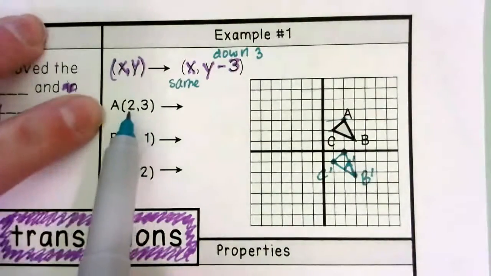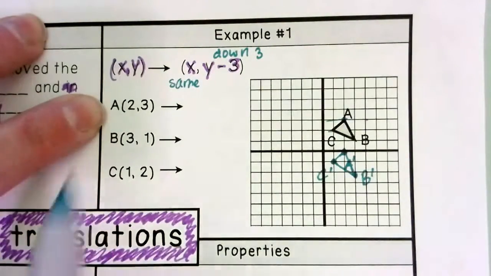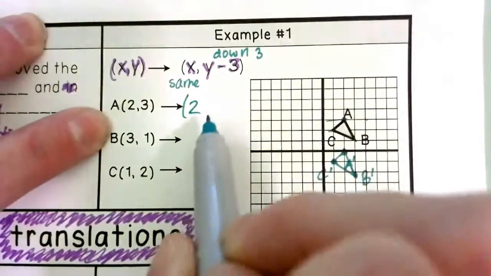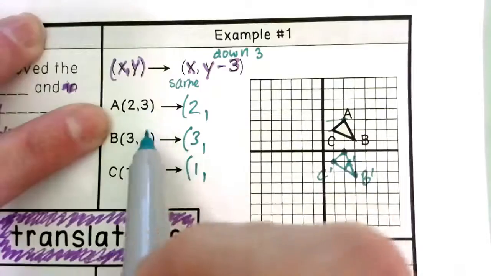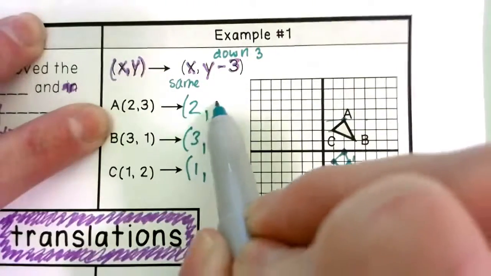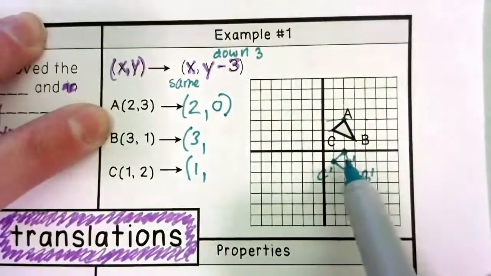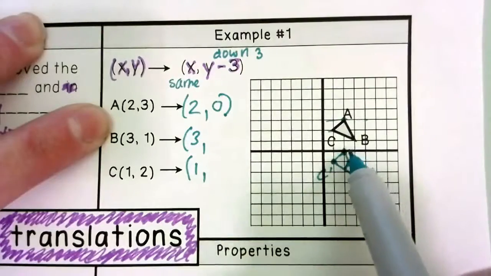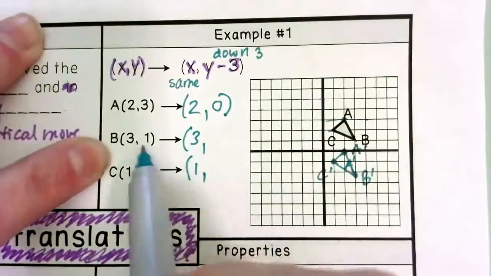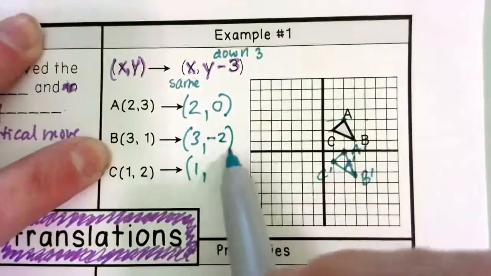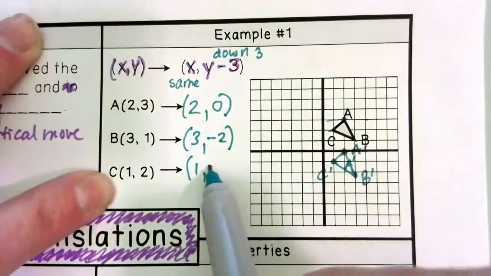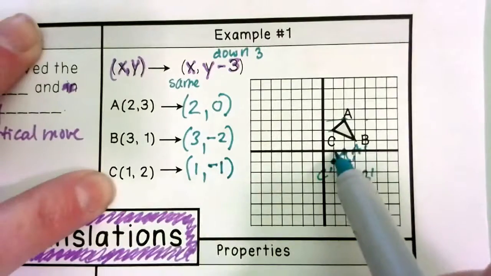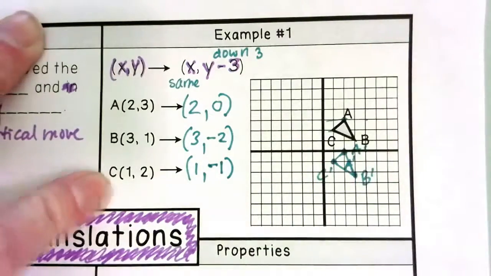So we just go through and we can write our new ordered pairs. Remember, our x stays the same, and my y should be subtracting 3. 3 minus 3 is 0. If I look, A should be at 2, 0. That's correct. B would be 3, negative 2. And we double check, 3, negative 2. And C would be 1, negative 1. If I double check, 1, negative 1.